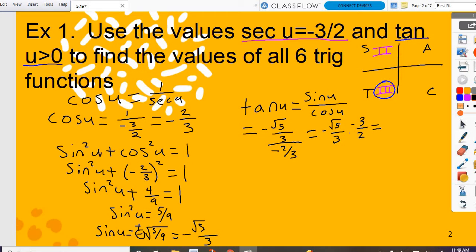Yeah, I would probably reduce first. Square root of 5 over 2. Yep. And then 5. So we should get positive because we have a negative times a negative. My 3 is reduced, so we have square root of 5 over 2. And that's for tangent? Correct. Okay.